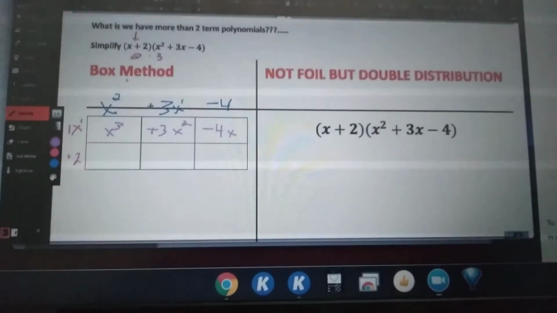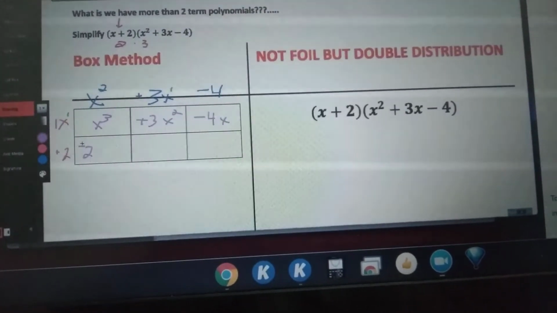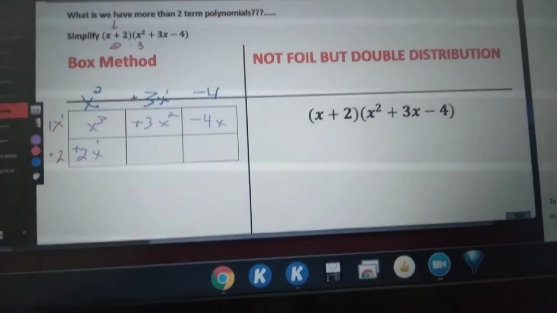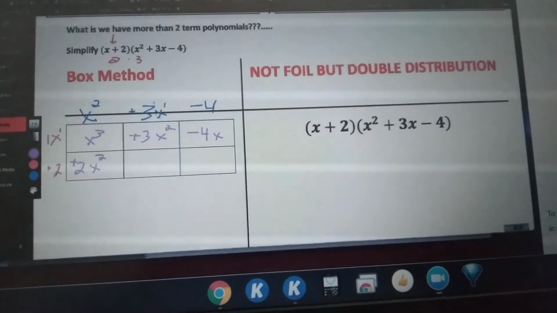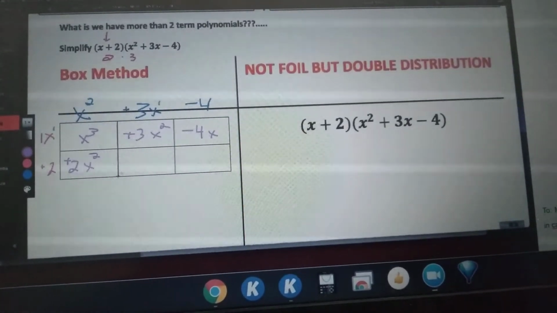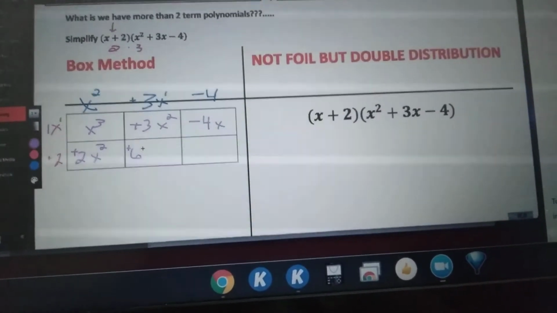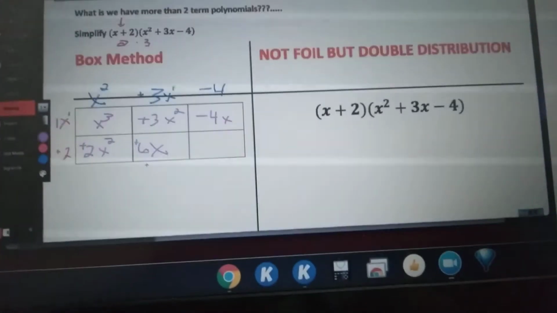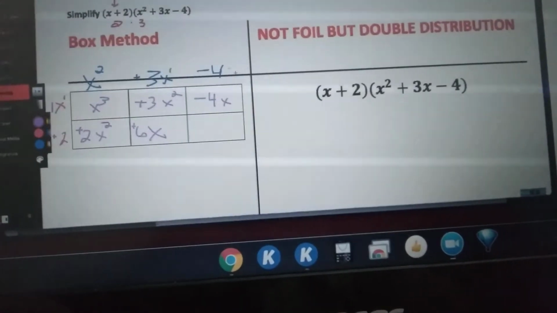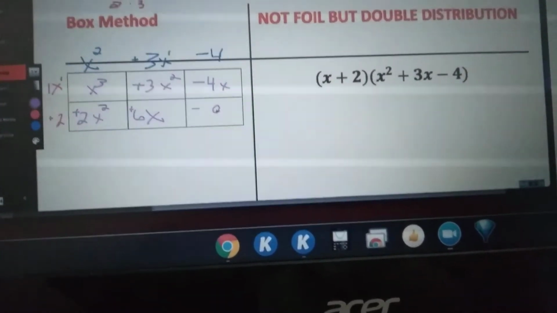So 2 times x squared, well, that's just 2. I'm going to put a plus here. 2x squared. All right, positive 2 times positive 3x. So that becomes 6. I'm going to put a plus here, plus 6x. Everybody good? Okay. Positive 2 times negative 4, well, that's a minus 8.